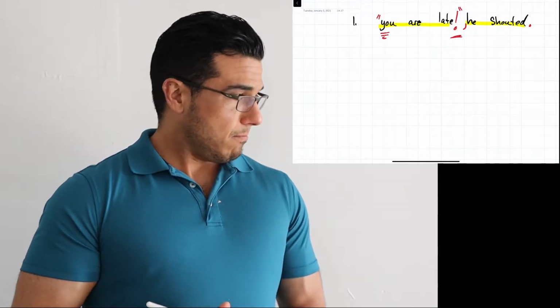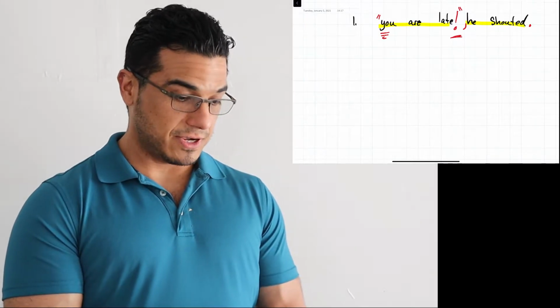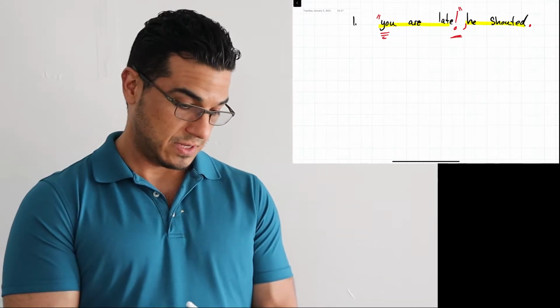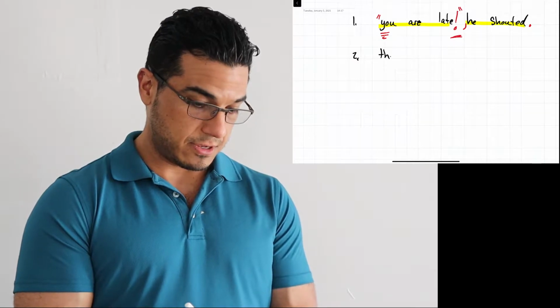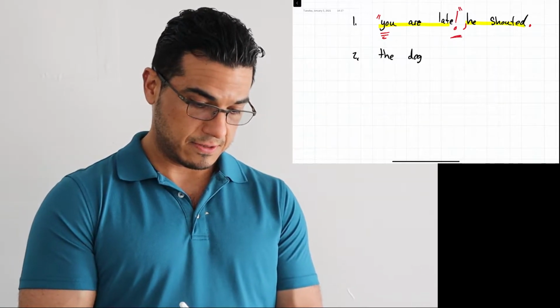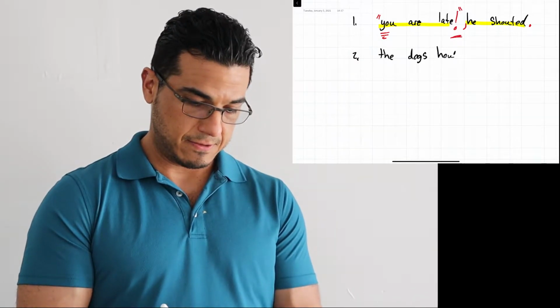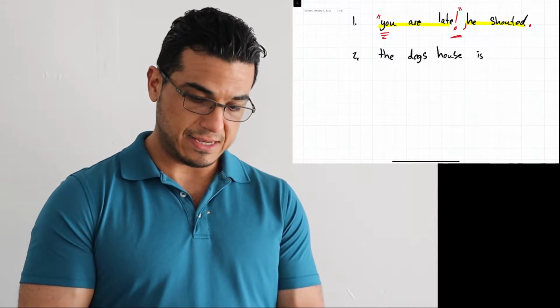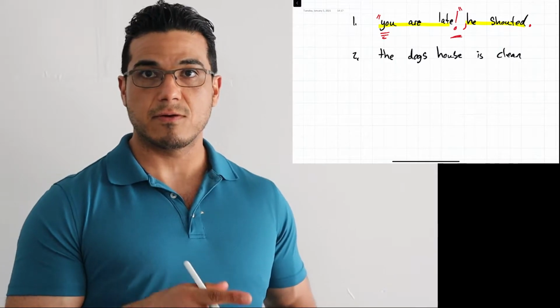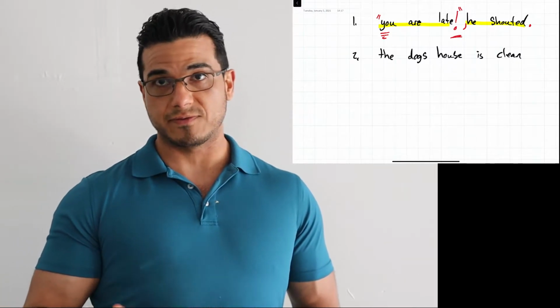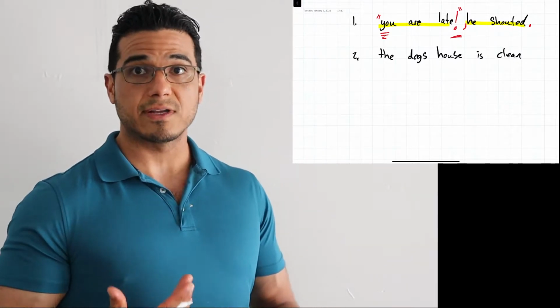All right, that was a lot. Let's take a look at a second sentence. For this second example, we have the dog's house is clean. Once again, pause the video, make any and all corrections that you are able to find, and resume so that we can correct it together.